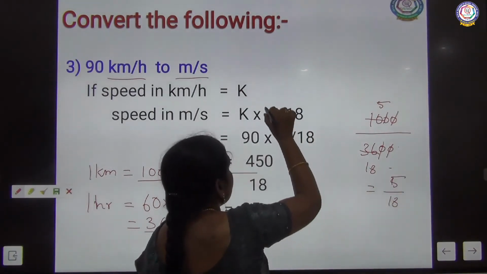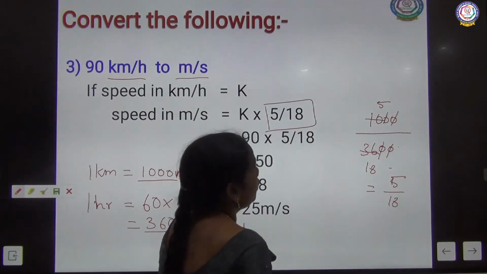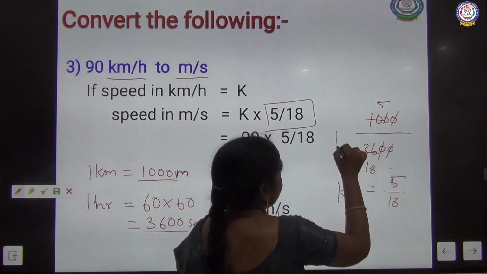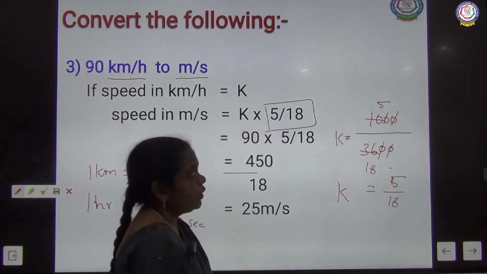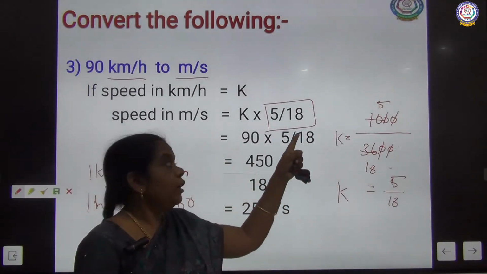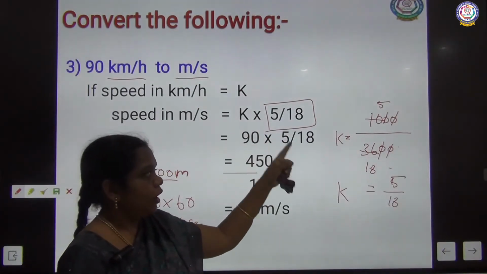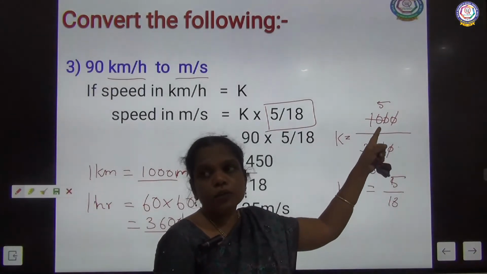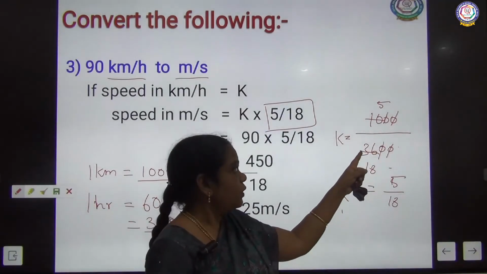So here, see, a short way you are going to get. So this one is taken as what? K. This is taken as what? K. So without calculating, you can do it as a short way. How are you going to get it? 5 by 18. 5 by 18, 1000 divided by 3600.